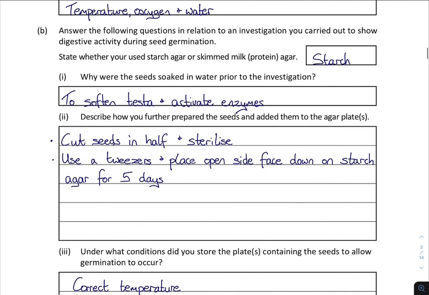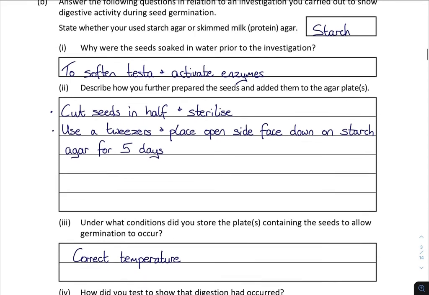Part 2. Describe how you further prepared the seeds and added them to the agar plates. Now again, there's no mark scheme available just yet for this, but generally what you do is you cut the seeds in half and you sterilise. You sterilise it so that no microorganisms can interfere with your result. You then use a tweezers and you place the open side face down on the starch agar, and you leave it there for approximately 5 days. That should give you full marks for that.